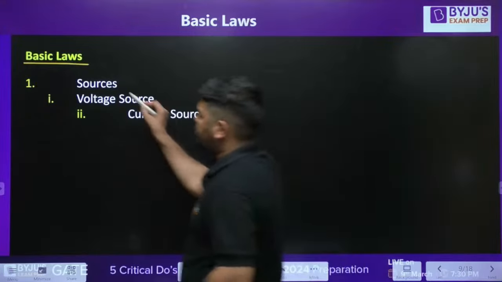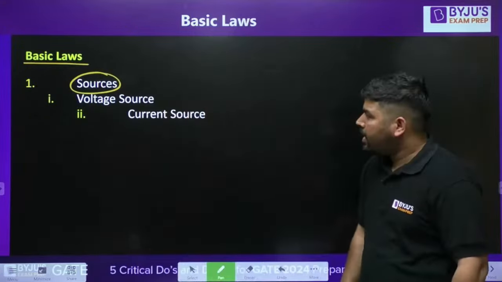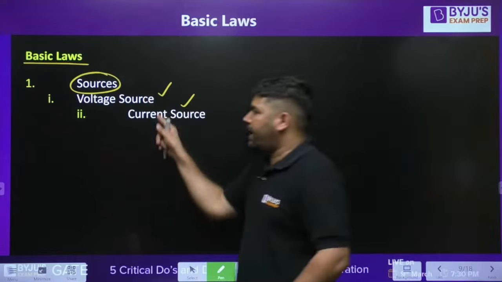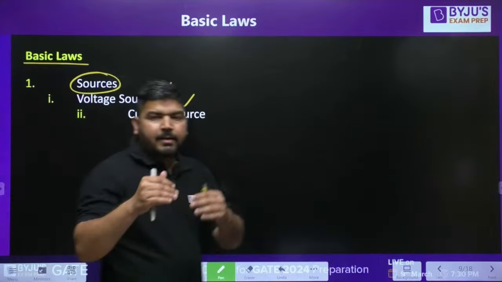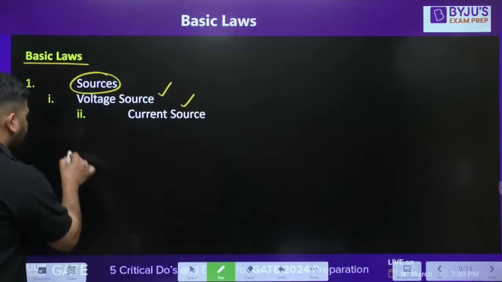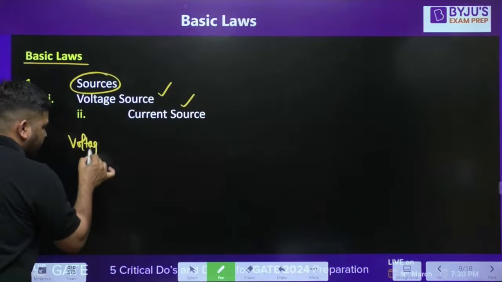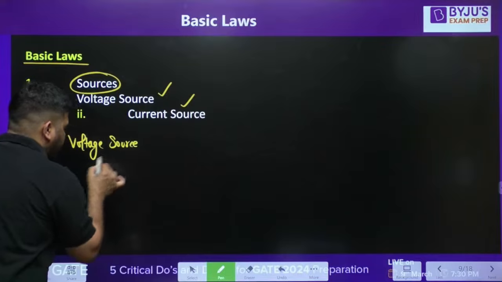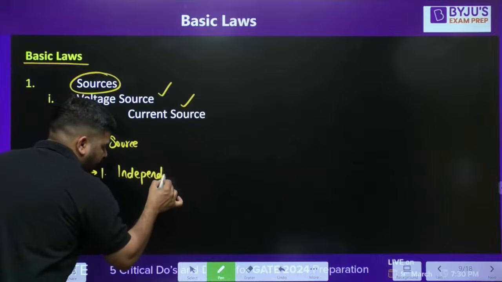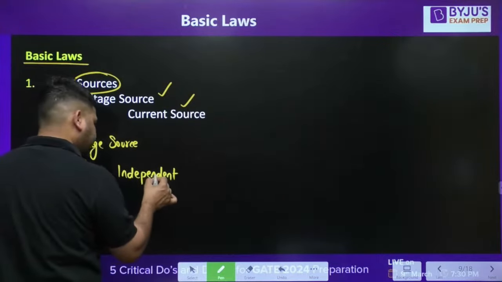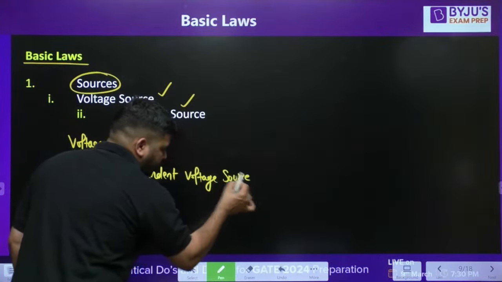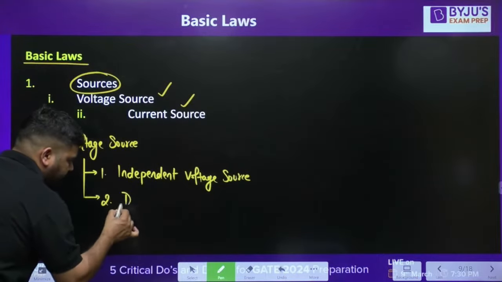Now the first thing is sources. We need to understand about the sources. There are 2 types of sources, voltage source and current source. First we will understand it one by one. What do you understand by voltage source? Voltage source can be of 2 types. One is independent voltage source, and there is one more type, dependent voltage source.